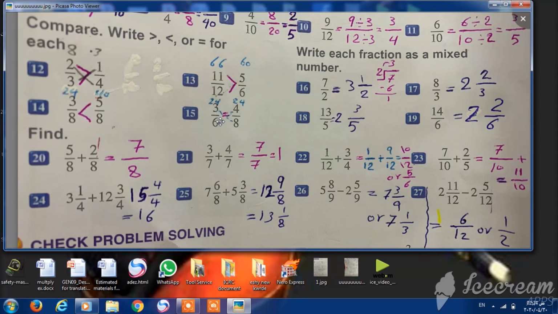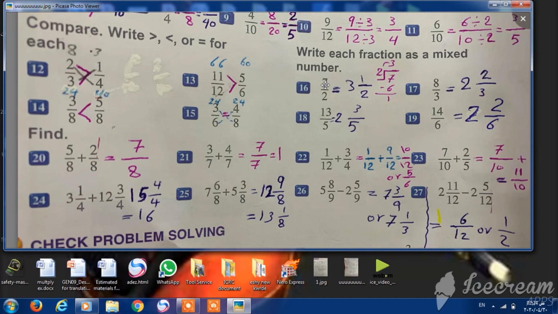And look at this one, we have different bottoms. Also we use cross multiplying. 6 multiplied by 4 equals 24 and 8 multiplied by 3 also equals 24. So they are equal to each other. And from there, write each fraction as a mixed number.